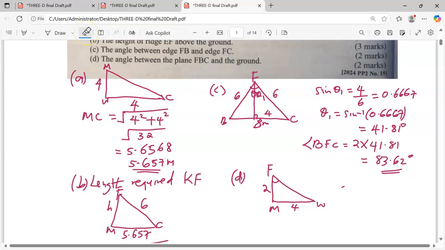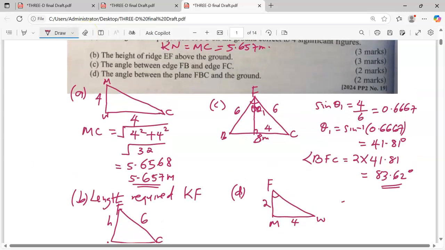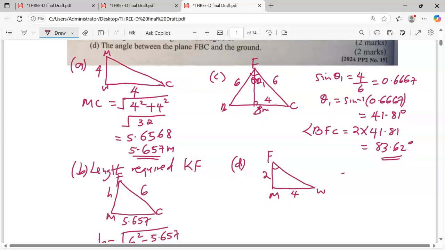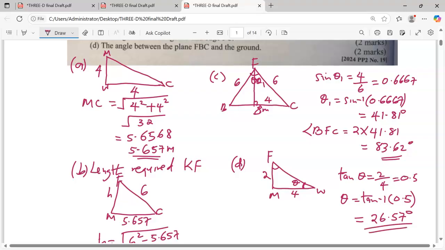In this case now, to get the angle theta, we use opposite over adjacent. Now since what we need is the plane FBC and the ground, we are going to use the common point, which is W here. And therefore, since we have the opposite and adjacent, we are going to say tan of angle theta will be equal to opposite over adjacent, giving us 0.5. And therefore, for us to get theta, we need to get tan inverse of 0.5. And this one is going to translate to 26.57 degrees, correct to 2 decimal places.